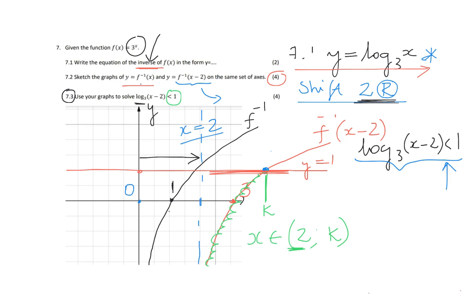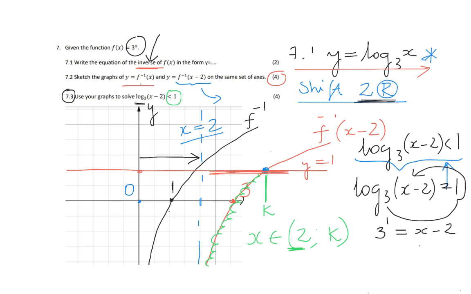So what I have left is to find k. The easiest is to make a logarithmic equation, so it's equal to 1. You remember, by definition, we need to change the logs into exponents. So the base of the exponent to the power of 1 is x minus 2, which means that the point of intersection, the value of k, is 5. So it will go from 2 to 5. Once again, if necessary, pause it, reverse it, and do it again.